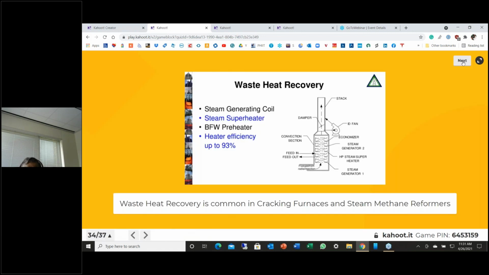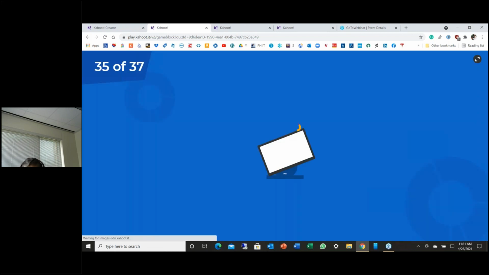The next is waste heat recovery, which is very common in cracking and steam methane reformers. So air preheating or steam waste heat recovery are the two ways of maximizing the efficiency.